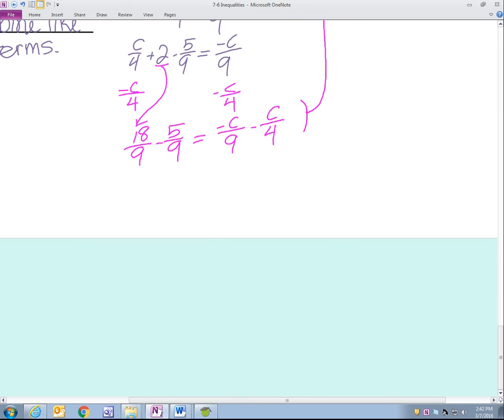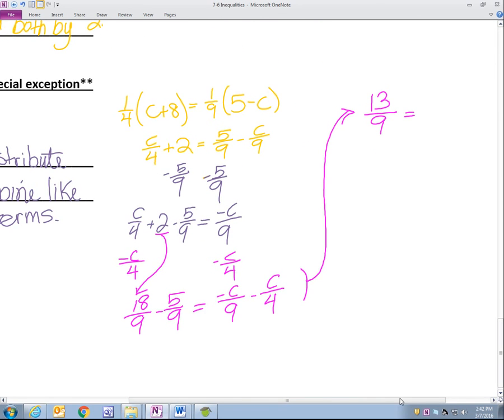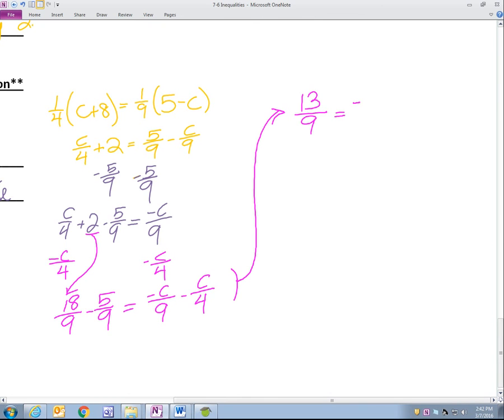So I need to find common denominators now for that fraction. So the common denominator is going to be 36. So negative 4c minus 9c. You all right with the desks? 13 over 9 equals negative 4c minus 9c.